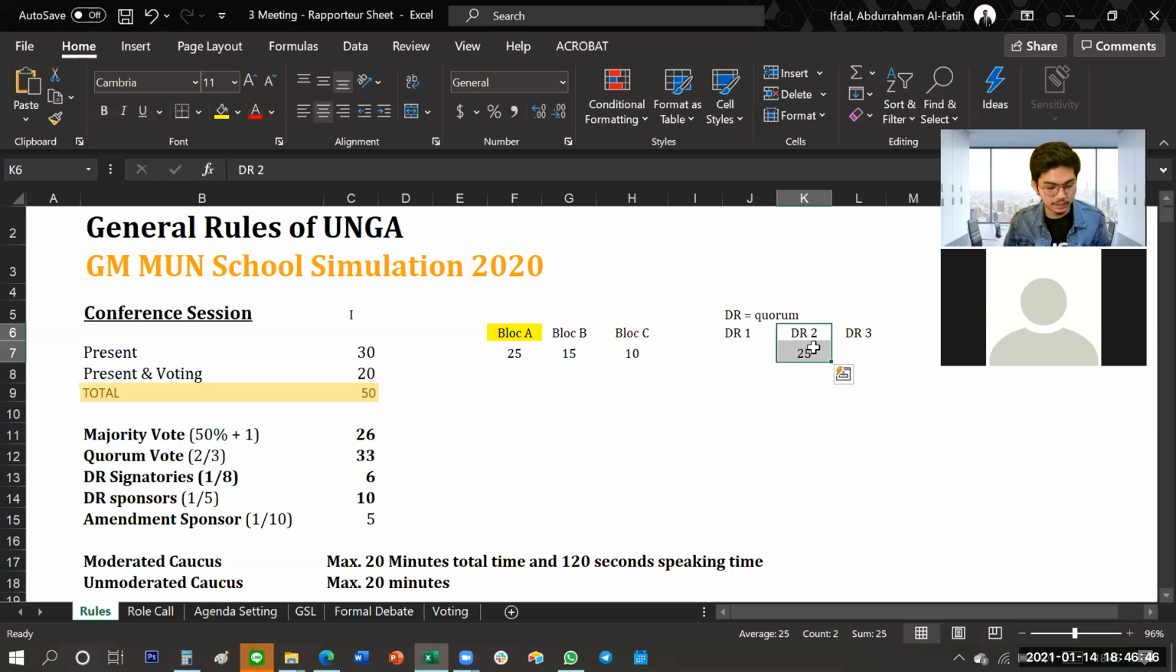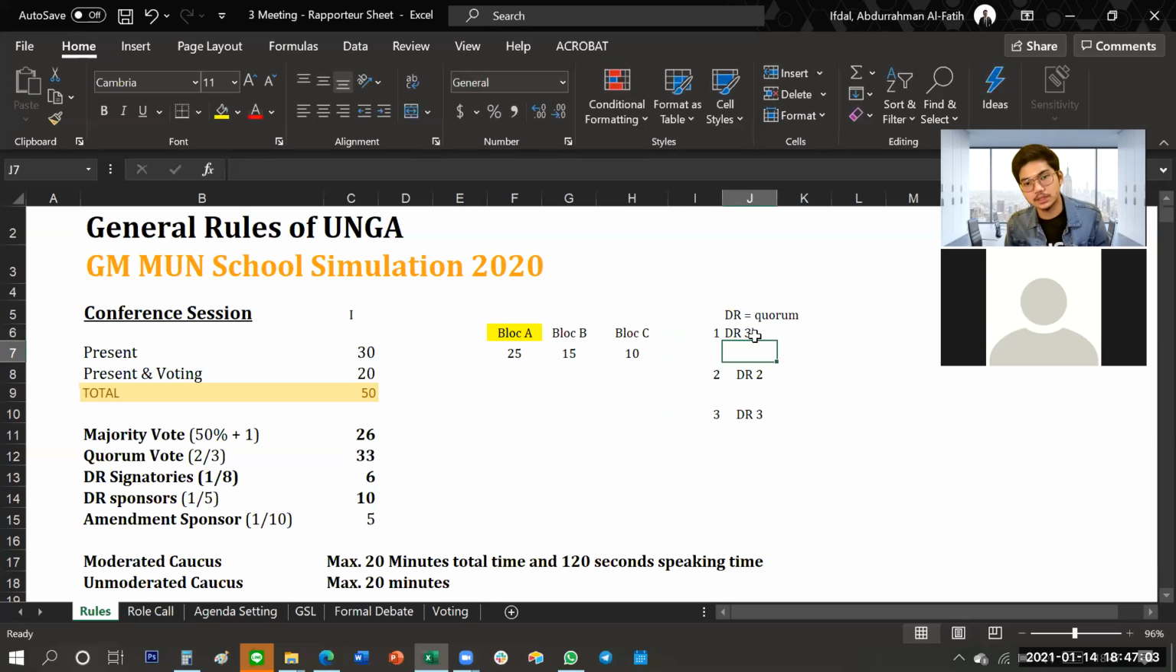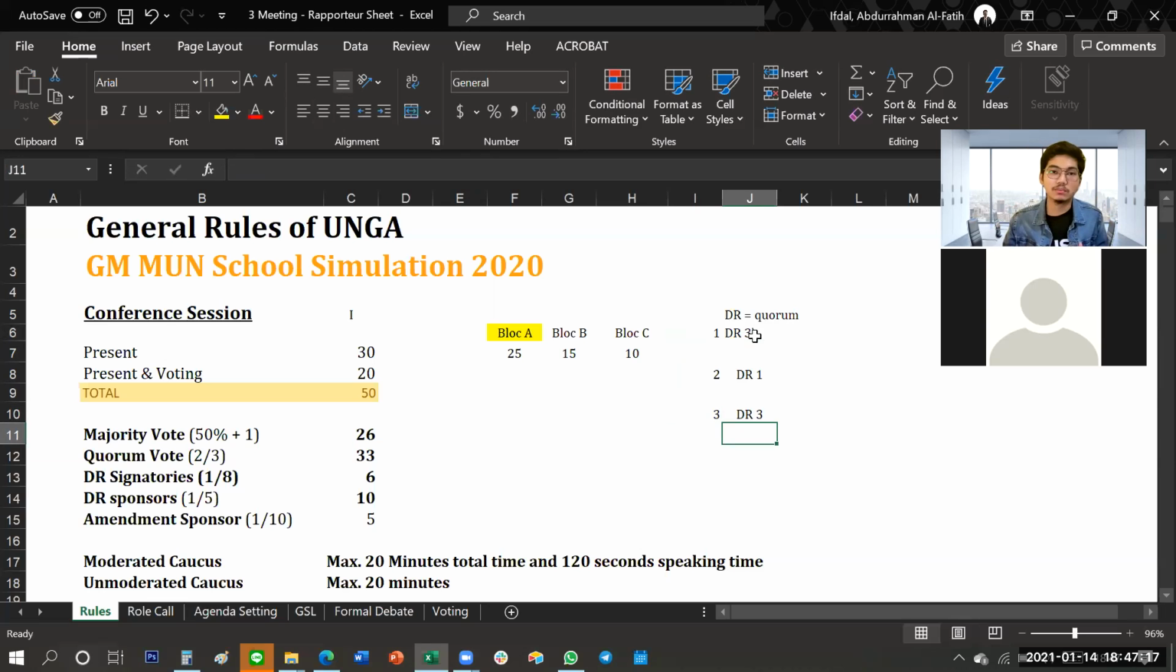So for example, I'm gonna make it like this. DR1, DR2, DR3. Okay, so this is the list, right? The first order is DR1 to 3, but then you propose a motion in which you want DR3 to be voted first. And then DR1 will be second, and DR2 will be last. It is possible only if your motion passes. Remember, motion means the system will use majority vote. For motions, you use majority vote. If it passes 50% plus 1, then your motion passes, and then the DR of your preference can be allocated into the order in which you want it to happen.